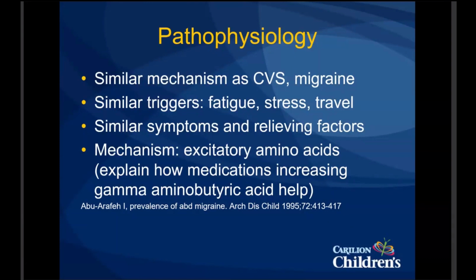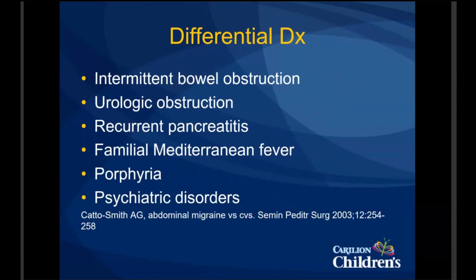For the differential diagnosis, we have to think about bowel obstruction, urologic obstruction, pancreatitis, and genetic conditions like familial Mediterranean fever. Think about porphyria and psychiatric disorders, but also keep in mind metabolic disorders. Sometimes we have to look at porphyria screening, carnitine screening, and urine for organic acids and amino acids, because sometimes if the symptoms do not get better with your treatment, there might be another organic disease that you have not actually diagnosed.